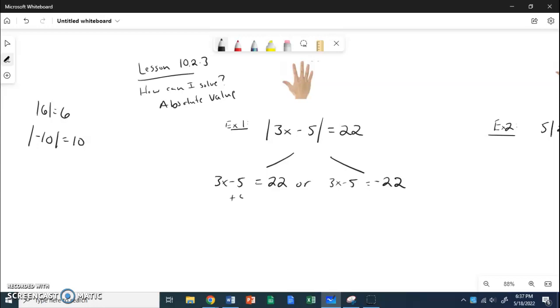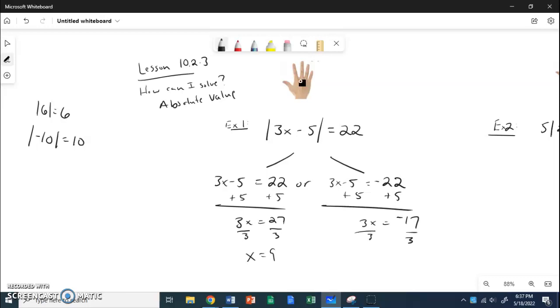So now solving this, I'm going to add 5 to both sides. I get 3x equals 27. Divide by 3, so x equals 9. Or if I do the other one, I'm going to add 5 to both sides, and on this one I get 3x equals negative 17. Divide by 3, and this one equals negative 17 over 3, or negative 5 and 2/3, or negative 5.6 repeating.